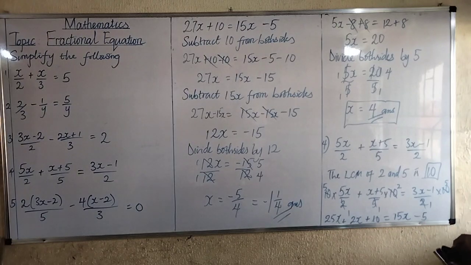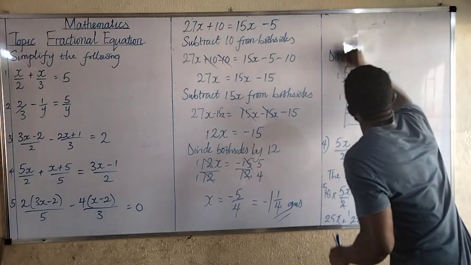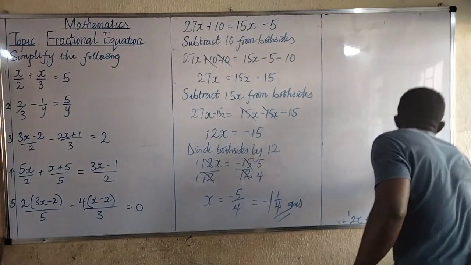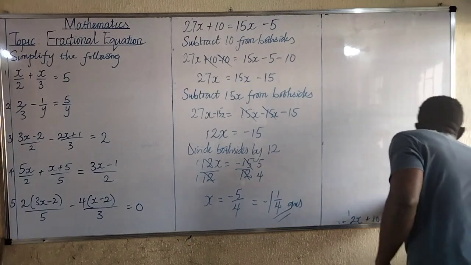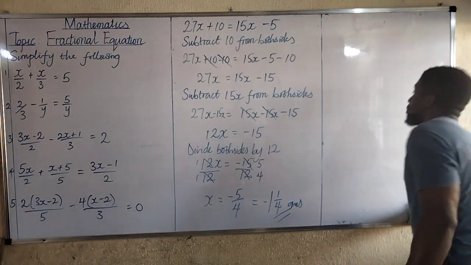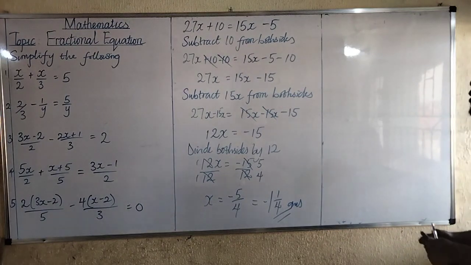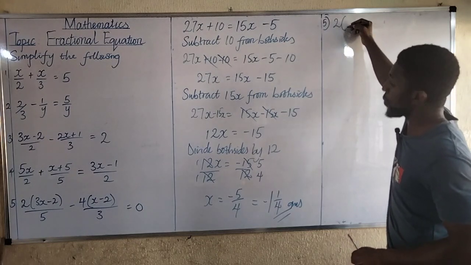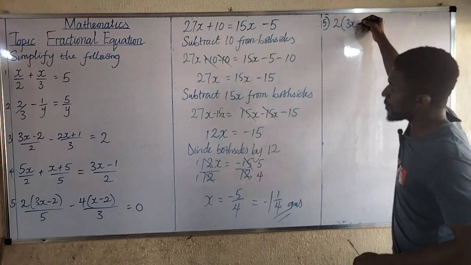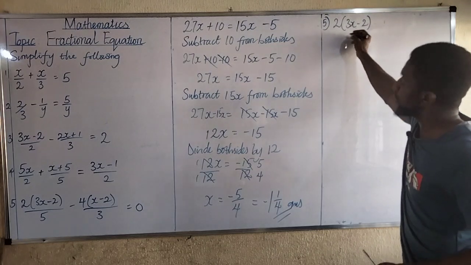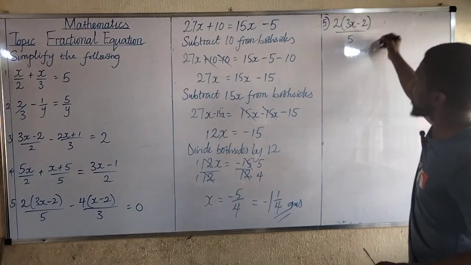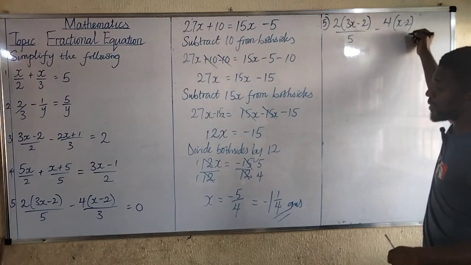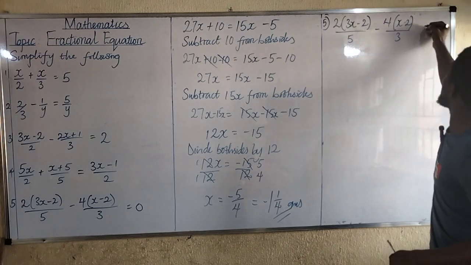We go over to question number 5. Okay, we raise this part of the board and solve question number 5. Alright. Remember that our topic is still fractional equation. And you can see the technique we are using to make it easy for you. Alright. Number 5 says 2 bracket open, 3x minus 2 bracket closes all over 5, minus 4 bracket open, x minus 2 bracket closes divided by 3, all equal to 0.